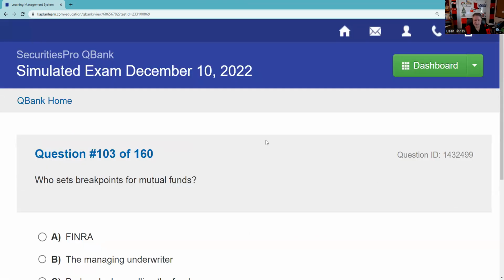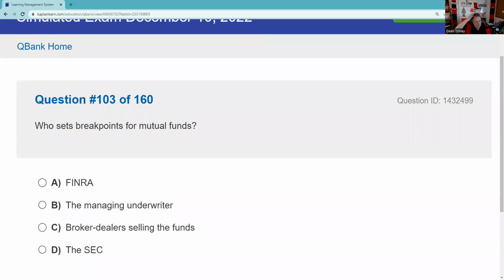Question 103. Who sets breakpoints for mutual funds? That would be the distributor or managing underwriter, right? And it varies from fund to fund as stipulated in the prospectus. The maximum is 8.5%. If you're going to charge that, you've got to have a breakpoint, got to give them a quantity discount. Definitely know the reps should tell them about the quantity discounts and tell them about a letter of intent. Good for 13 days. It can be backdated. And then they'll say a rep avoids a breakpoint to maximize commission. What is this? And you'd say breakpoint sale, which is a violation of the code of conduct.